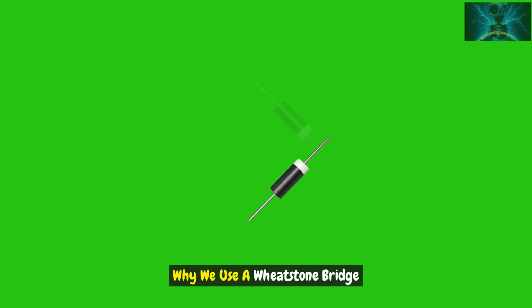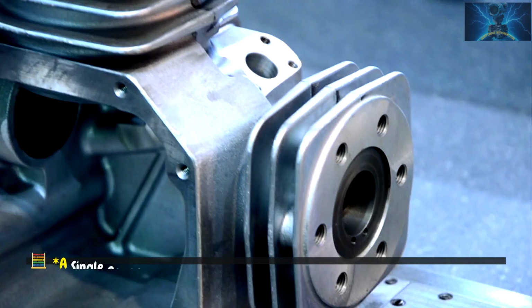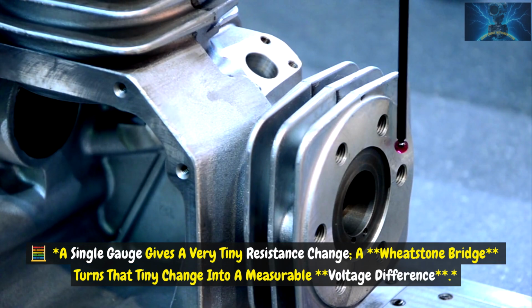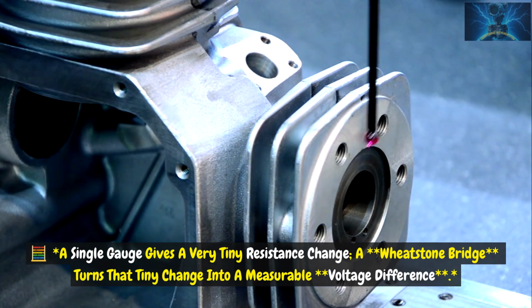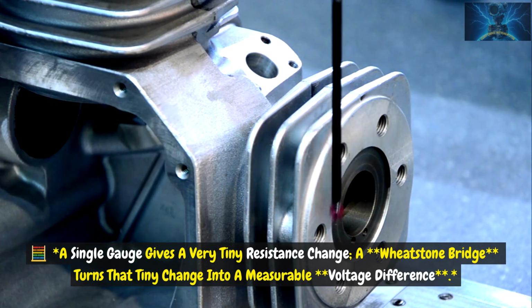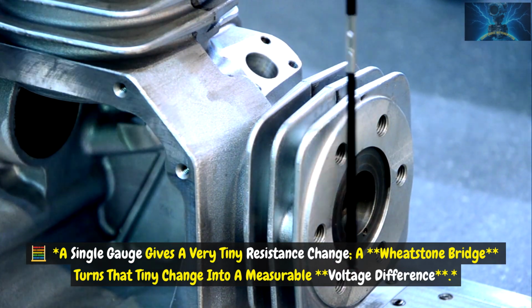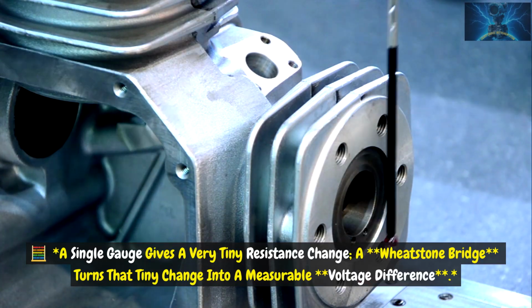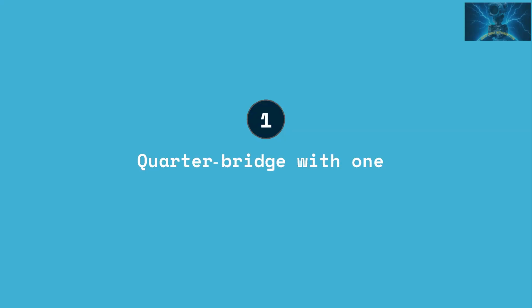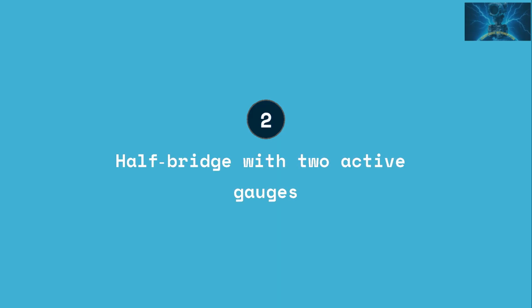Why we use a Wheatstone bridge. A single gauge gives a very tiny resistance change. A Wheatstone bridge turns that tiny change into a measurable voltage difference. Quarter bridge equals 1 active gauge. Half bridge equals 2 active gauges. Full bridge equals 4 active gauges. More active gauges, bigger, cleaner signal, and better.